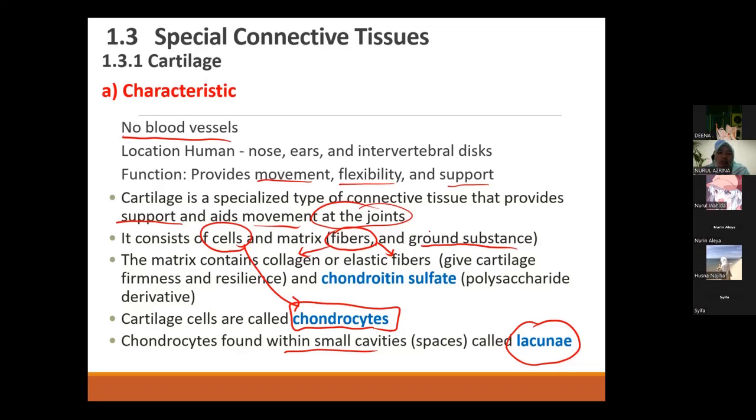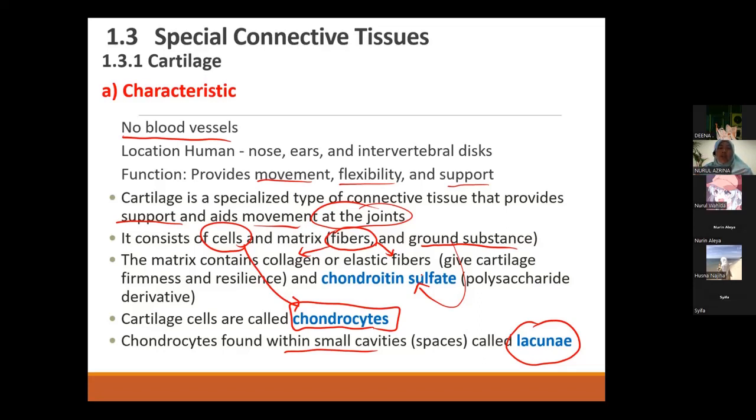What are the components of the ground substance for the cartilage? Which can be found in the matrix. So the ground substance contains chondroitin sulfate, right? It derives from polysaccharide. So chondroitin sulfate can be found in the matrix. Chondroitin sulfate is very important for cartilage.